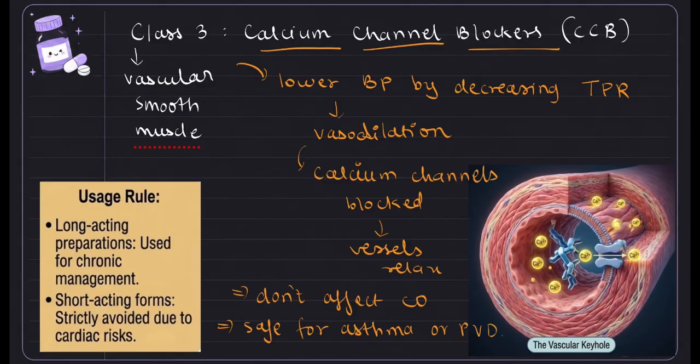We must understand the intra-class matrix of these calcium channel blockers. There's a very strict usage rule we must follow here. We only use long-acting preparations for chronic management. We strictly avoid short-acting forms. Why? Because short-acting forms cause rapid, extreme drops in blood pressure. This severe fluctuation carries significant cardiac risks.